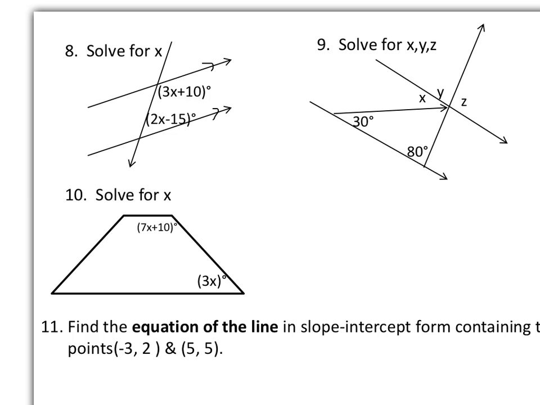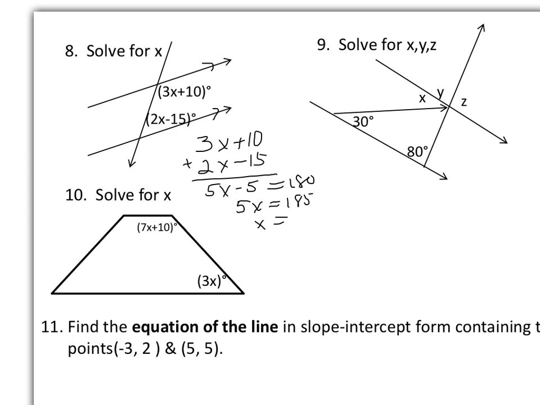So in example number 8, these two angles that are marked, 3x plus 10 and 2x minus 15, are same side interior angles or consecutive interior angles, and those angles are supplementary. So my equation will be 3x plus 10 plus 2x minus 15 is equal to 180. So we have 5x minus 5 equals 180, 5x equals 185, so x is equal to 185 divided by 5, which equals 37. So x is equal to 37.